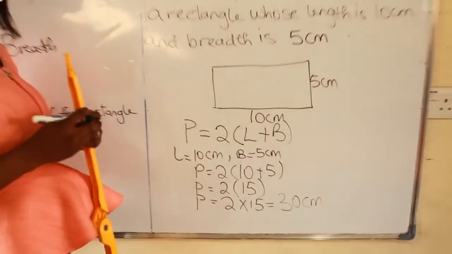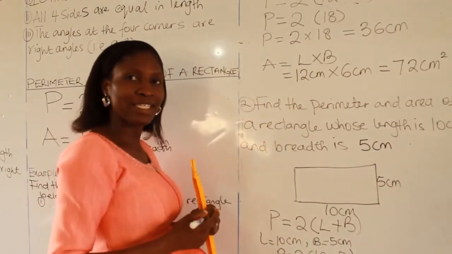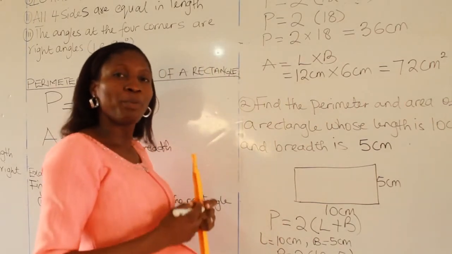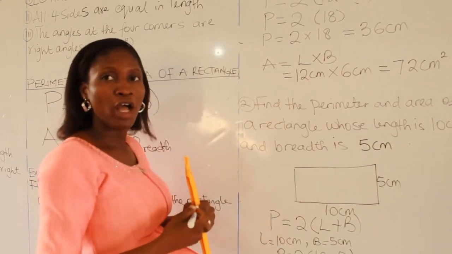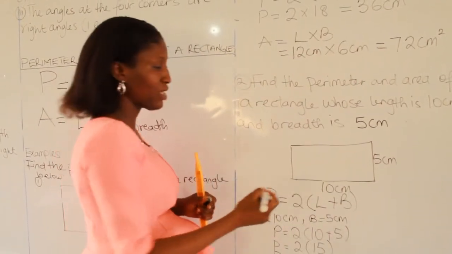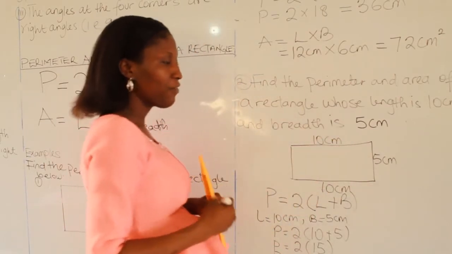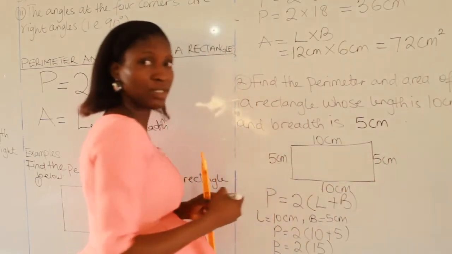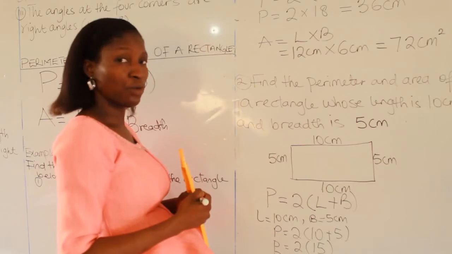Another way you can find the perimeter is by adding all the sides of the rectangle. Remember, I earlier said one of the properties of a rectangle is that the opposite sides are equal. So if the length is 10 centimeters, this side is also 10 centimeters. And if the breadth is 5 centimeters, this side is also 5 centimeters. So if you add all the distance around this rectangle, it will give you the perimeter.